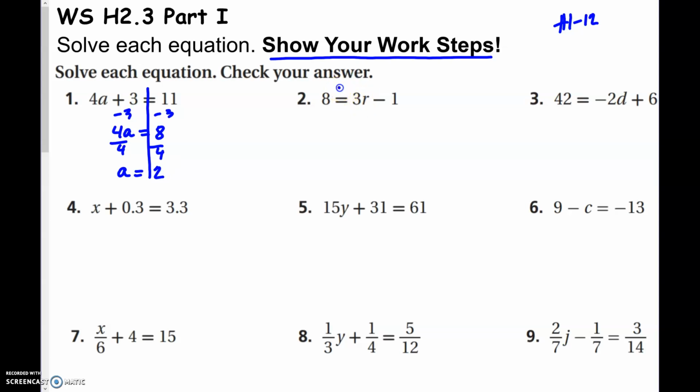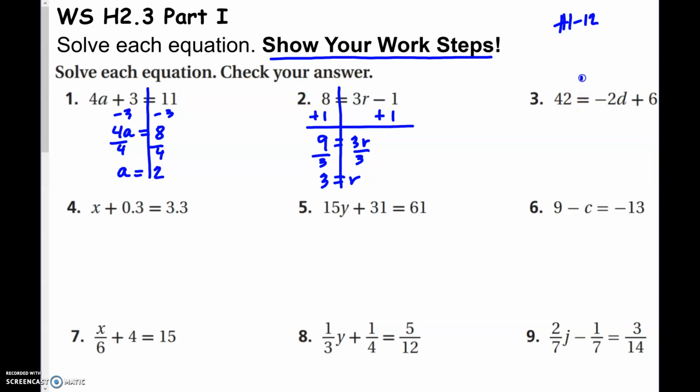All right, number 2. The two numbers by r are 3 and -1. So the number we need to move first is the -1. So I'm going to add 1, and make sure you put the add 1 on both sides of the equal sign. So we have 9 equals 3r. All right, we're going to divide. This is 3 times r, so we're going to divide both sides by 3. 9 divided by 3 is 3, so 3 equals r.